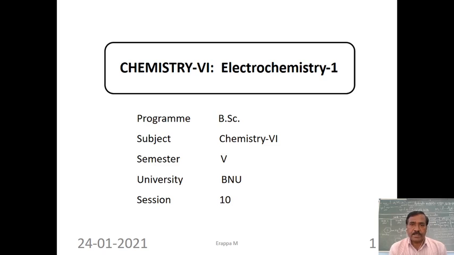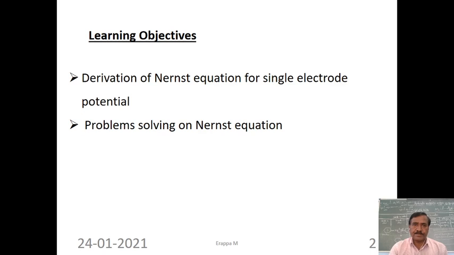This is a continuation of the video Electrochemistry 1, Paper 6, Physical Chemistry, 5th Semester, belonging to Bangalore North University. In Electrochemistry 1, this is the last session, number 10. In this topic: derivation of the Nernst equation for electrode potential based on the free energy concept, and problem solving on the Nernst equation.